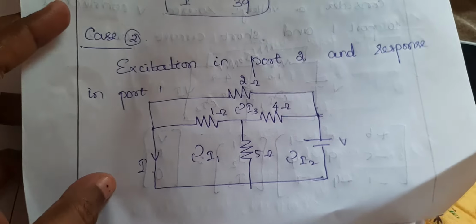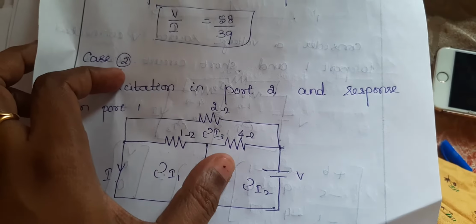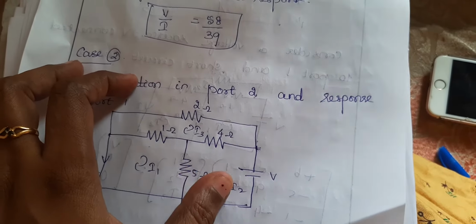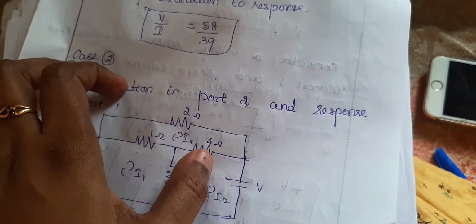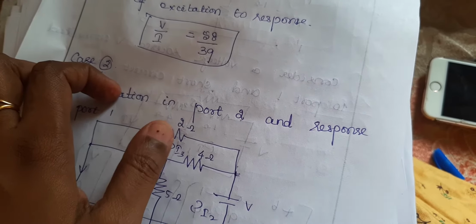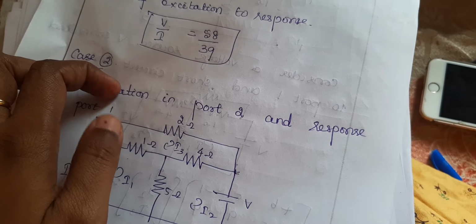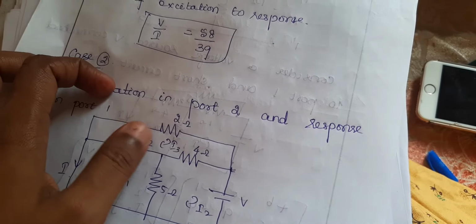After finding the mesh matrix, in the first loop how many resistors? 6. Okay, R12 common is 5, R13 is 1. Then R21 is 5, R22 is 9, R23 is 4, R33 value is 7, and R32 value is 4, and R31 value is 1. So except the diagonal elements, all remaining elements are negative.